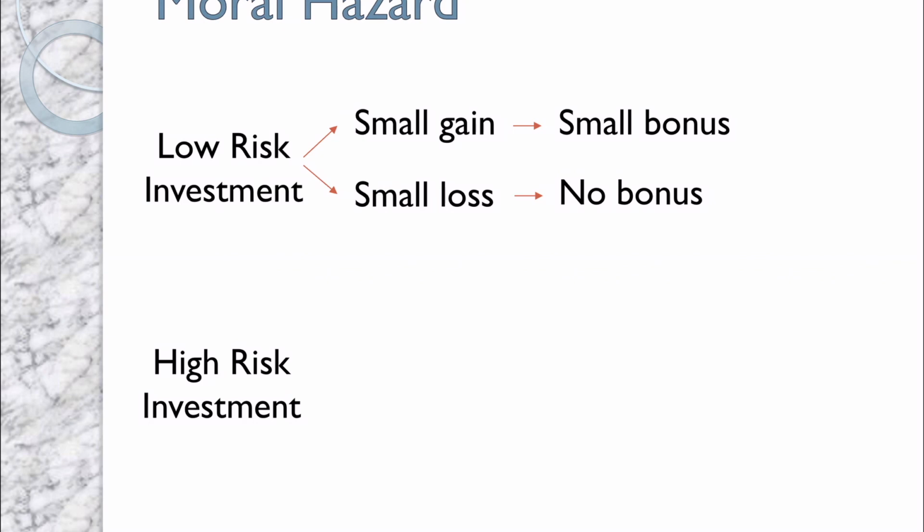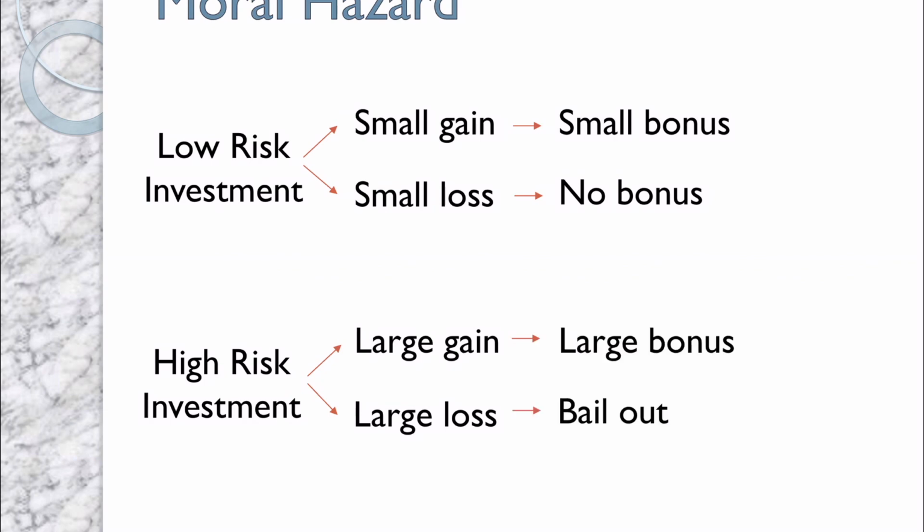Now let's consider a high-risk investment. In a high-risk investment, you also have two options: a large gain or a large loss. If you have a large gain, as a bank manager, you're going to get a large bonus. But if you are one of these banks that is too big to fail and you have a large loss, instead of actually receiving that loss, you end up getting bailed out. This large loss could threaten the solvency of the bank, but you end up getting bailed out. And so you have this moral hazard.